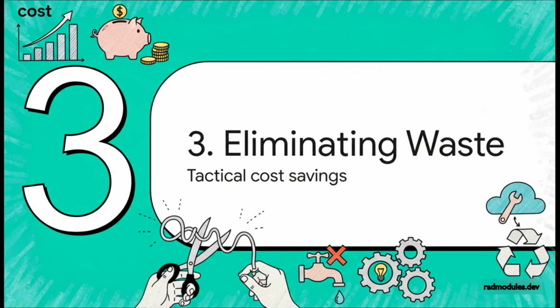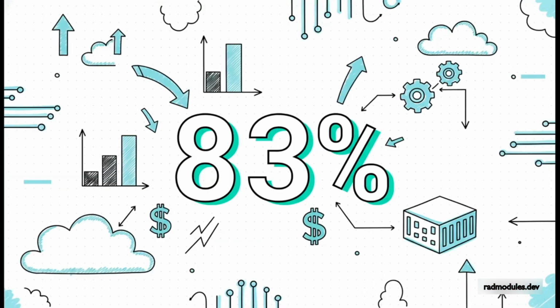We've made our app fast, which is great. Now let's make it lean and efficient. We'll start with some quick, tactical ways to slash waste just by being smarter with our resources. And the potential savings here are enormous. Check this out. 83%. And no, that's not some made-up marketing number.